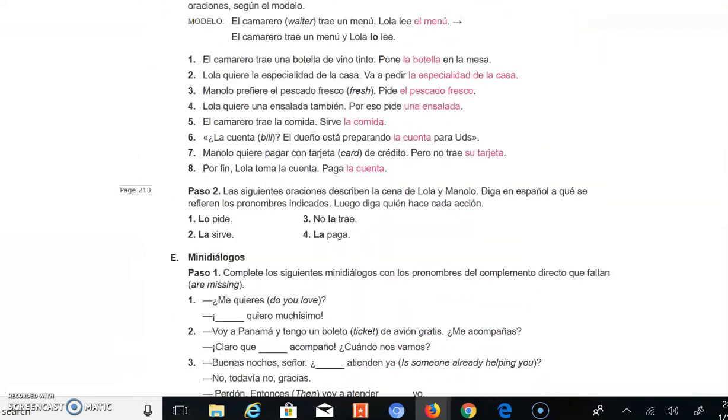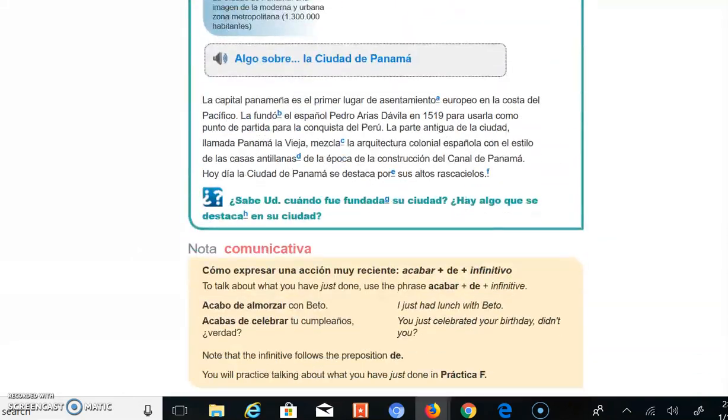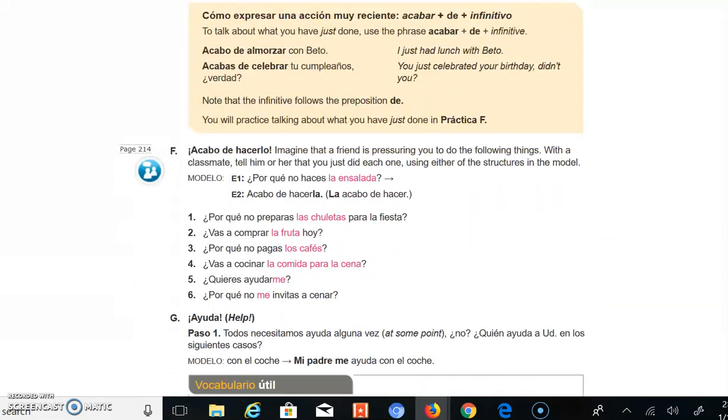Okay, this is concluding the section on the direct object pronouns. Here's another example on F. ¿Por qué no haces la ensalada? Acabo de hacerla. I just have made it, la, referring to la ensalada.